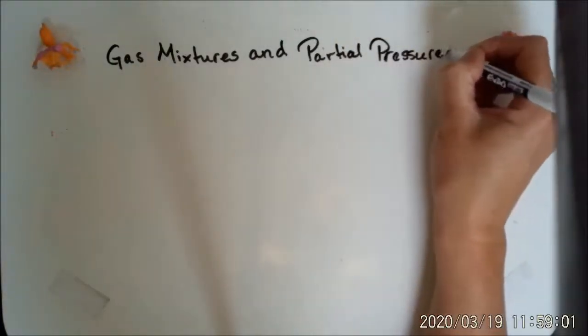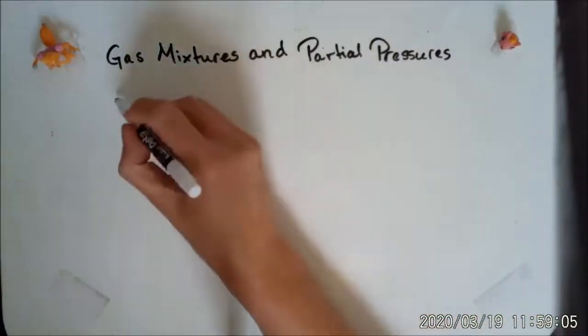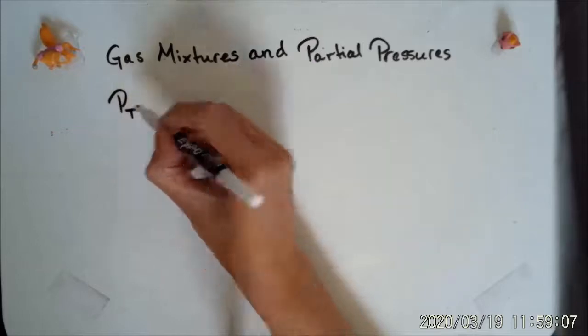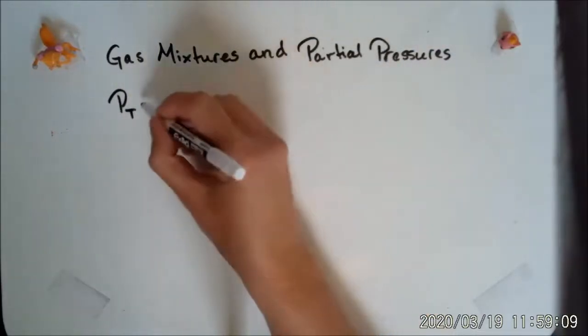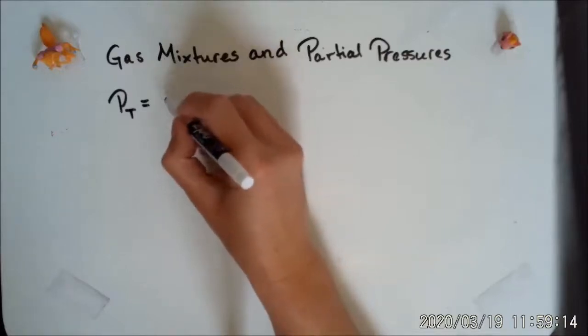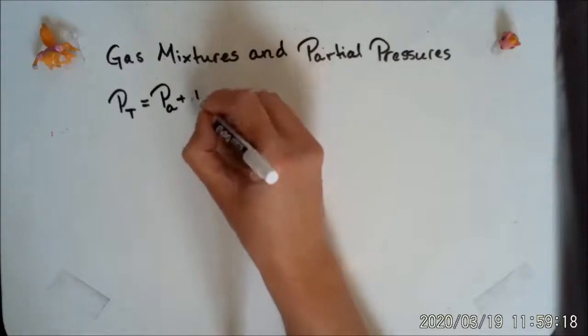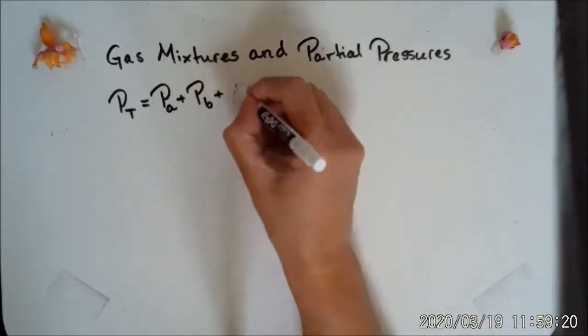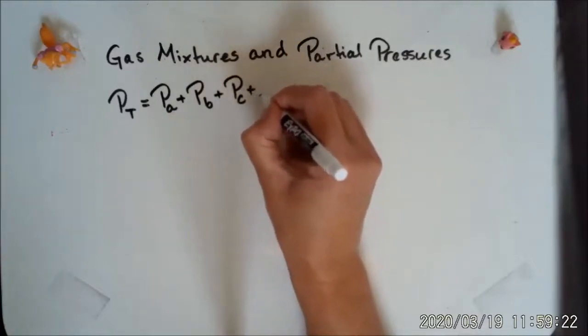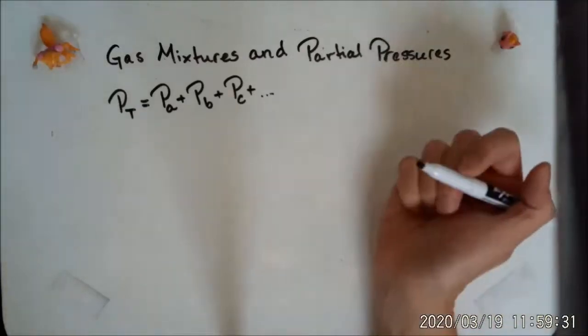Dalton's law of partial pressure is that the total pressure of a mixture of gases is equal to the sum of the pressures of each gas as if it were present alone. So it's the sum of the partial pressures. If I have three components in this gas mixture, then it would be the sum of the three partial pressures of each gas.